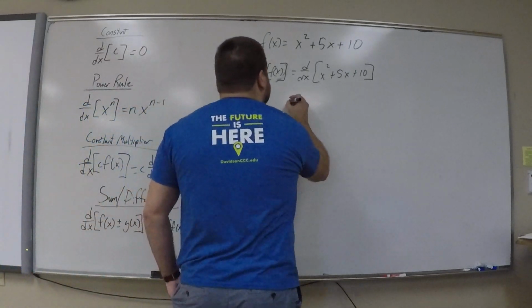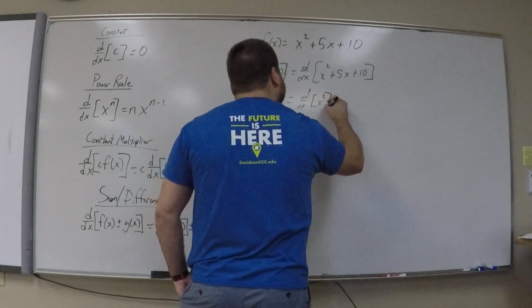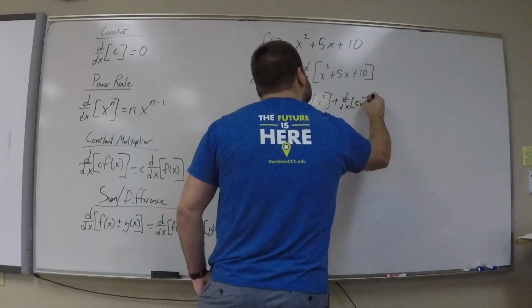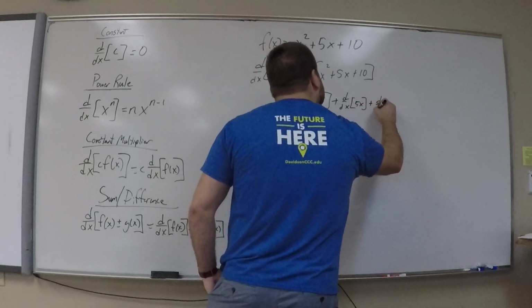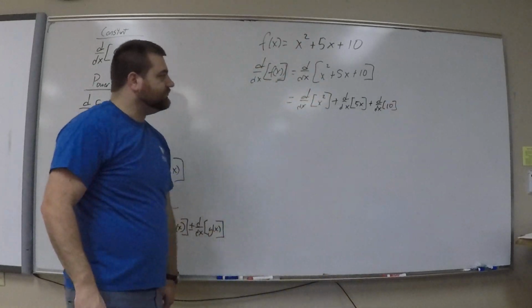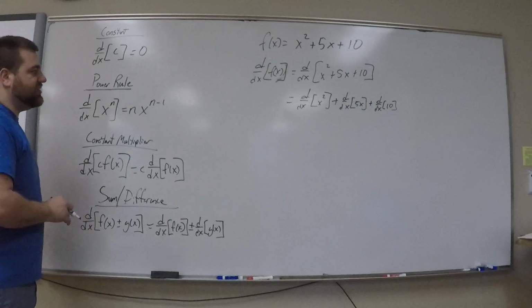So if I break it up in here, d/dx of x squared plus d/dx of 5x plus d/dx of 10. All right? And now we can look at each part. So break down each part in here.